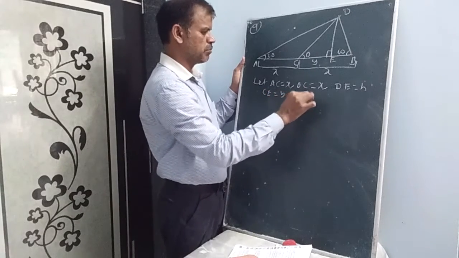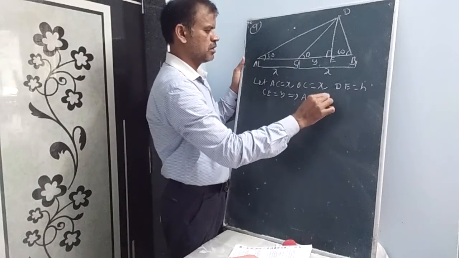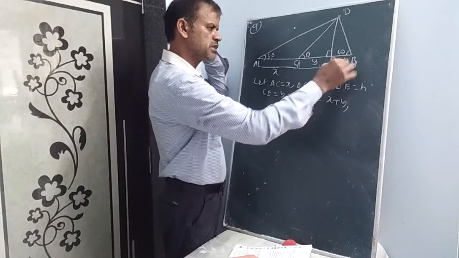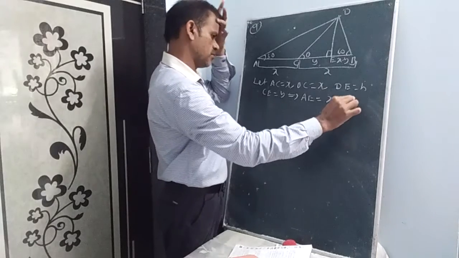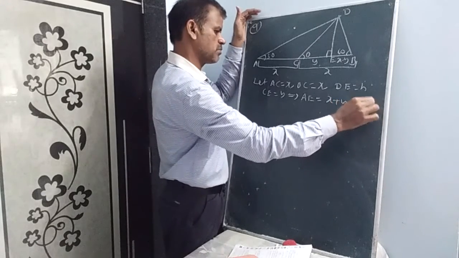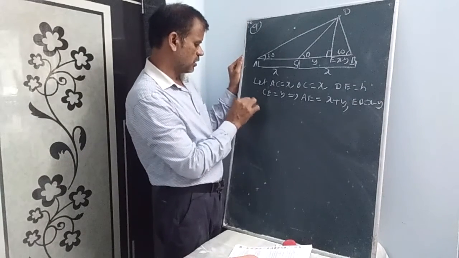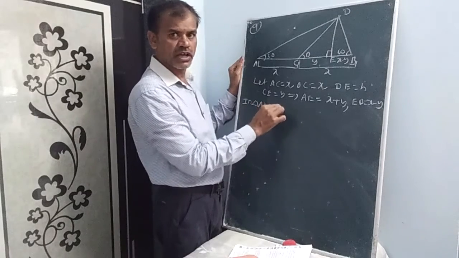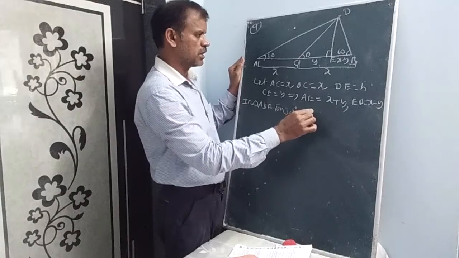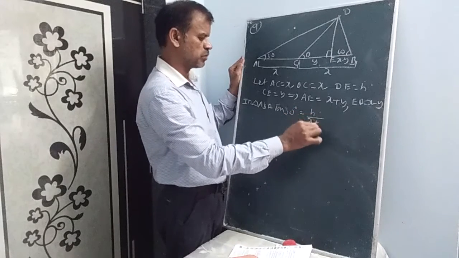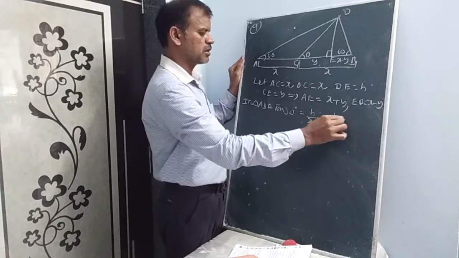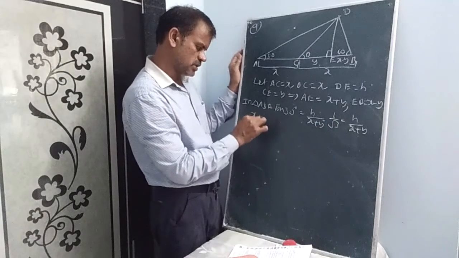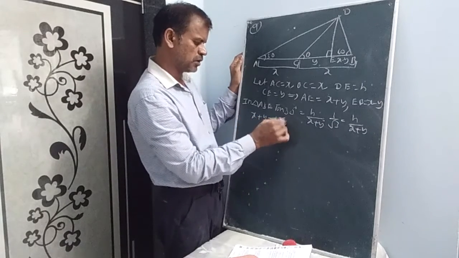That implies AE becomes x plus y, and EB is x minus y. Now take the larger triangle ABE. In triangle ABE, tan 30 degrees is equal to h by x plus y. The value of tan 30 is 1 by root 3, so 1 by root 3 equals h by x plus y. Now we write x plus y equal to h root 3.